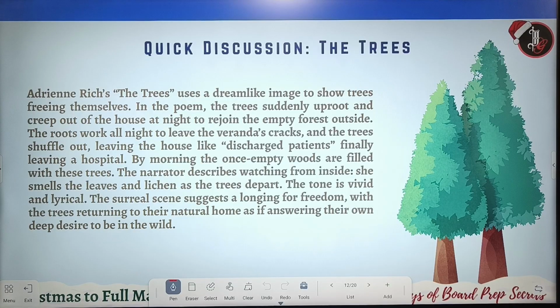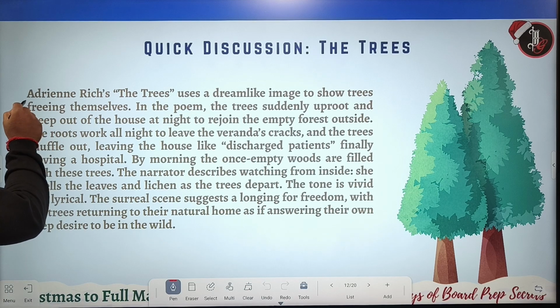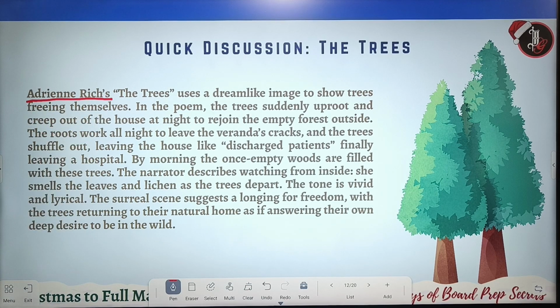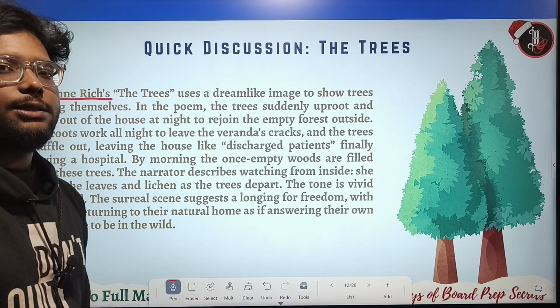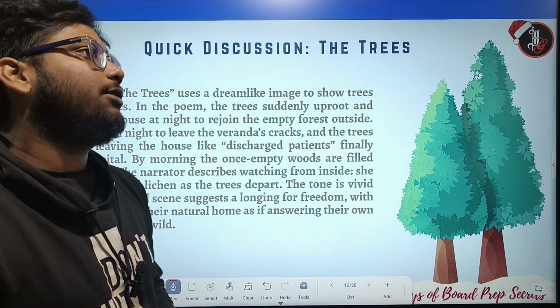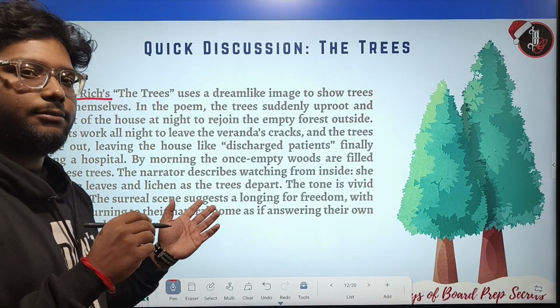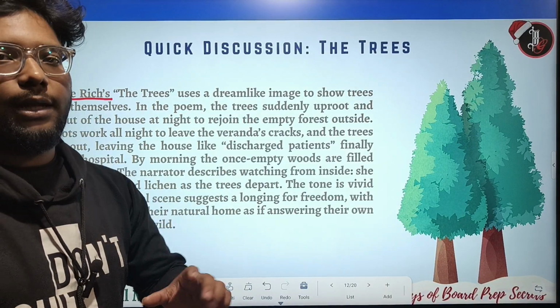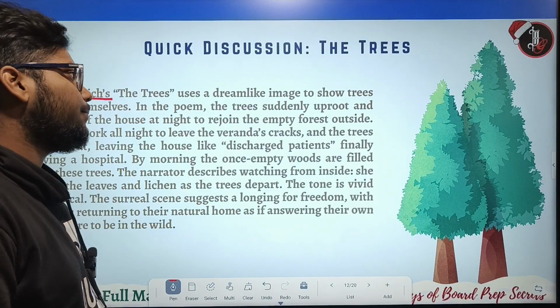The next topic is the trees. This is also a very interesting topic, basically, The Trees, written by Adrienne Rich. One important thing is that we have to remember the name of the authors or the poets of every single poem, every single prose, and even every single supplementary reader. We have to remember the name of the poet. We have to start by writing Robert Frost's poem like this, or whatever the poet's name is.